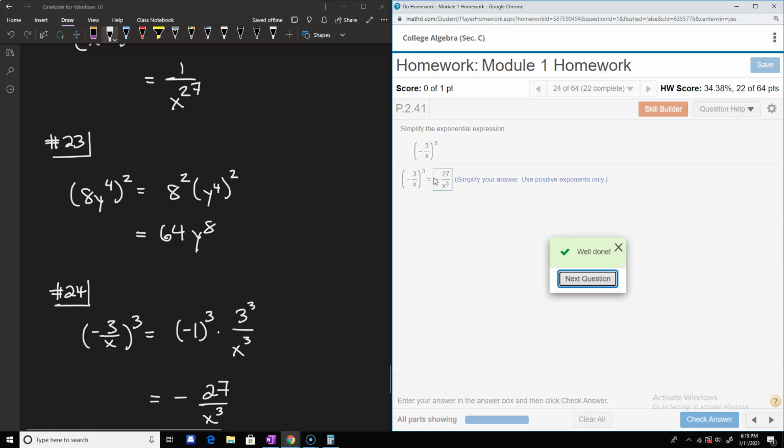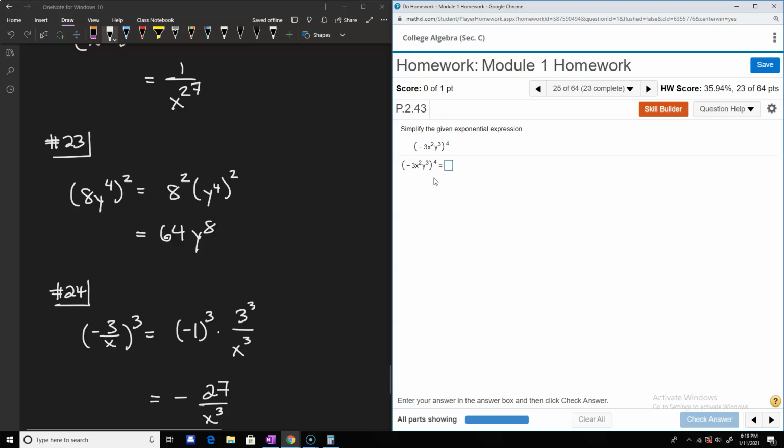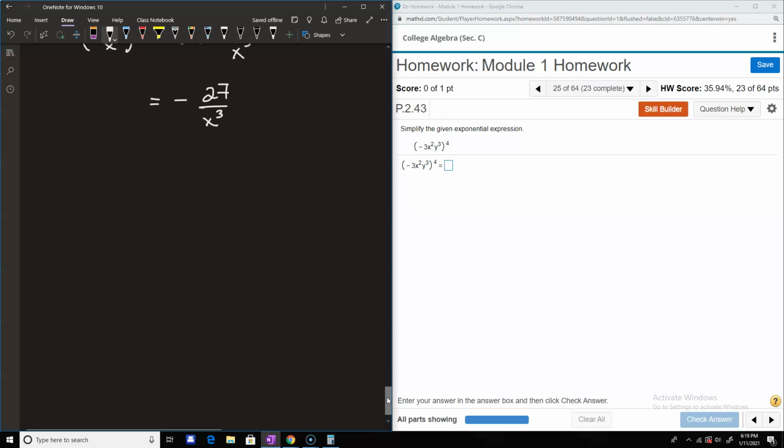And that's how we get our answer. Okay, same thing here. We have 3 different parts, and we want to raise all of them to the 4th power. So for number 25, we have -3x squared y cubed raised to the 4th. So let's do each part.